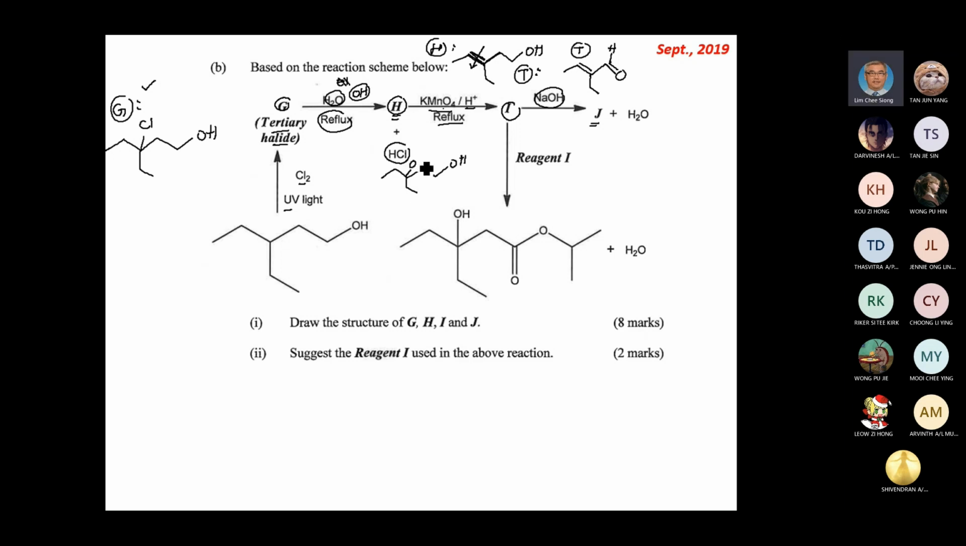Because I don't have the answer scheme, let me do a check. Okay, good. Now they're using potassium permanganate, so they're able to form a T. Oh, it's so weird. This one refers to H. KMnO4, H+ going to reflux. Then any change? The OH here becomes aldehyde.